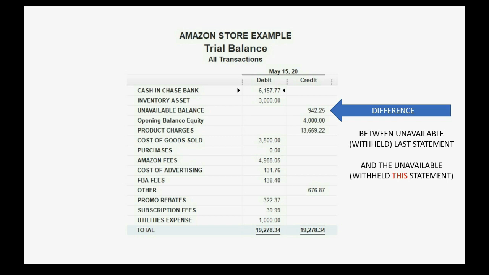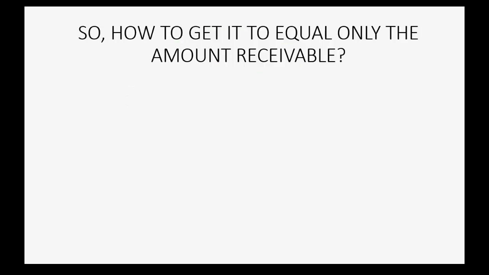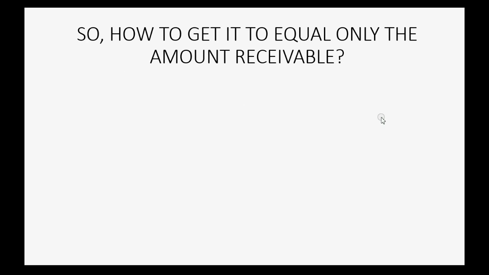You will also notice it's on the credit side. So if it's an asset that you expect to receive and it's on the credit side, you should just know that all that means is that it's a negative number. But we'll deal with that in a second. So how do you get the unavailable amount in your QuickBooks records to actually equal the amount you're going to receive in the next statement?